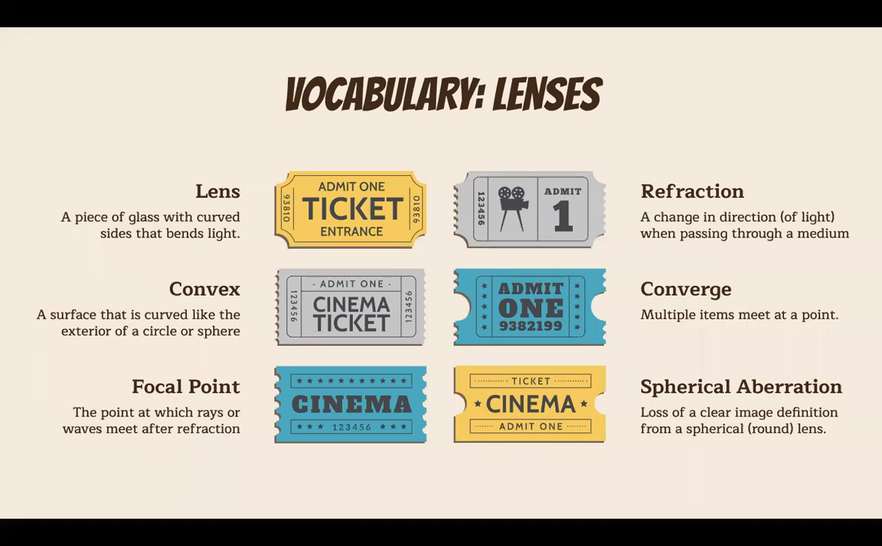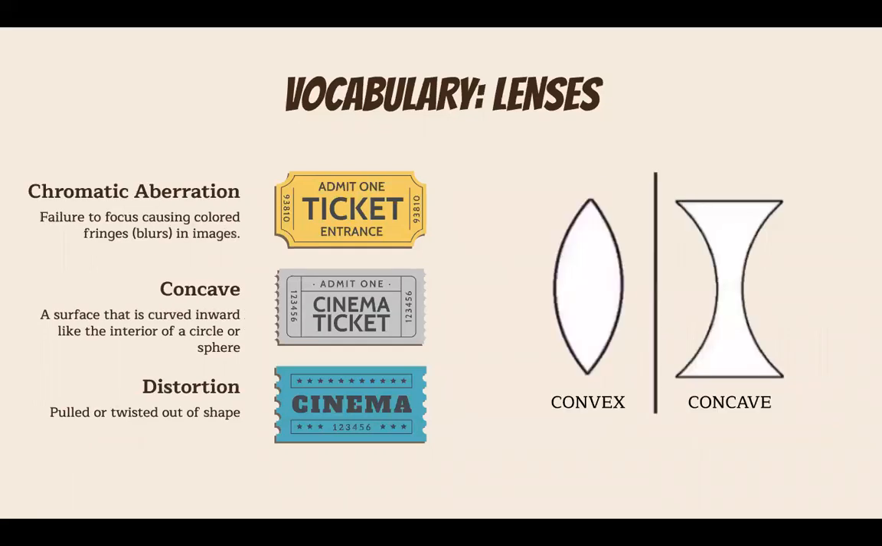Spherical aberration. Aberration means some sort of oddity or an error that is caused. And a spherical aberration, again, which will be in the video, is a loss of a clear image definition from a spherical round lens. They will explain that when you have that convex lens, the light that's coming from here has a different length than the light coming from the middle because this is closer. And so it causes this aberration that needs to be fixed.